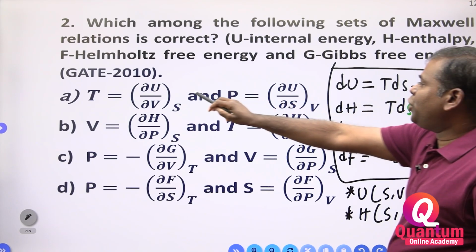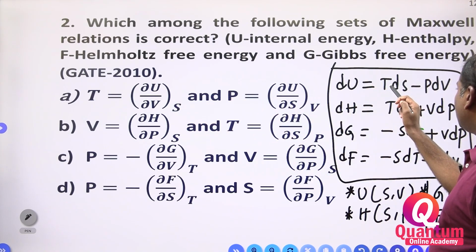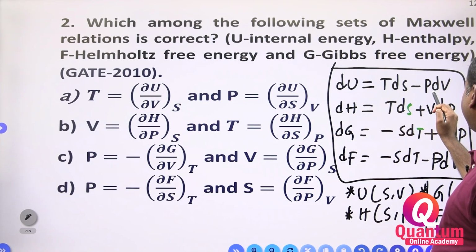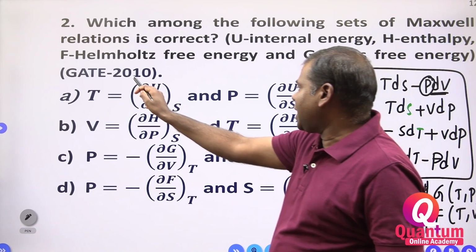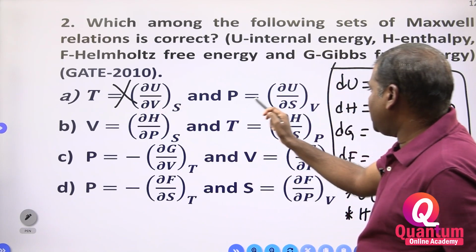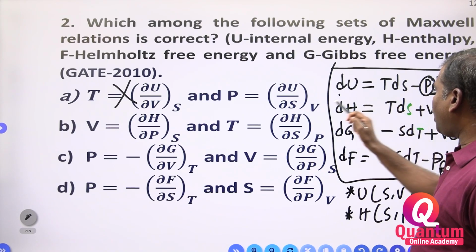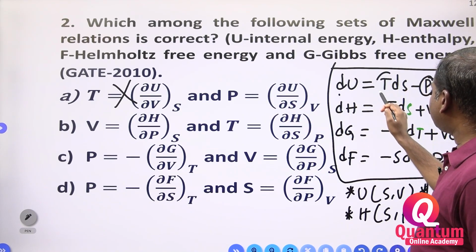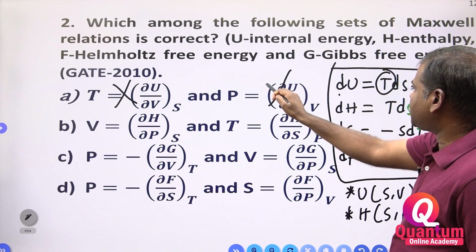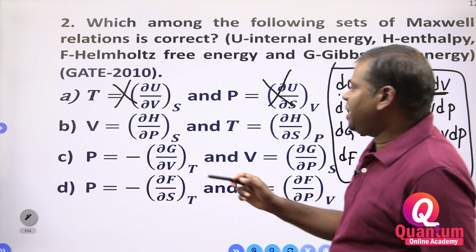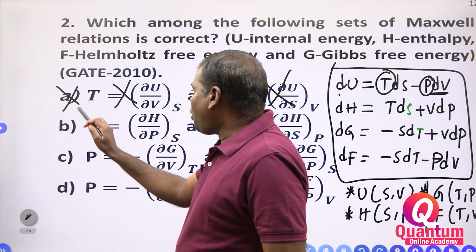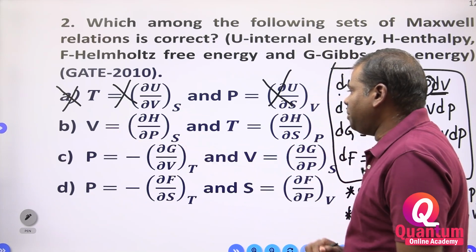First, dou U by dou V at constant S is equal to which one? Minus P. So that is correct in principle. Now, dou U by dou S at constant V is equal to T. This option is wrong. Option A is wrong.